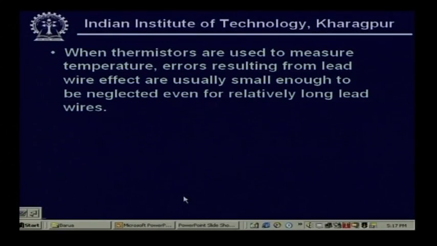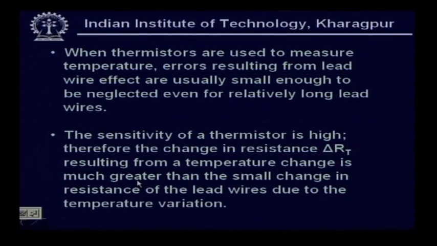So, you will see that when thermistors are used to measure the temperature, errors resulting from the lead wire effect are usually small enough to be neglected even for relatively long lead wires, which can be a few meters also. The sensitivity of a thermistor is high, therefore, the change in resistance delta R resulting from a temperature change is much greater than the small change in resistance of the lead wires due to the temperature variation. This is very important. That is the reason we can have long lead wires in the case of thermistor.